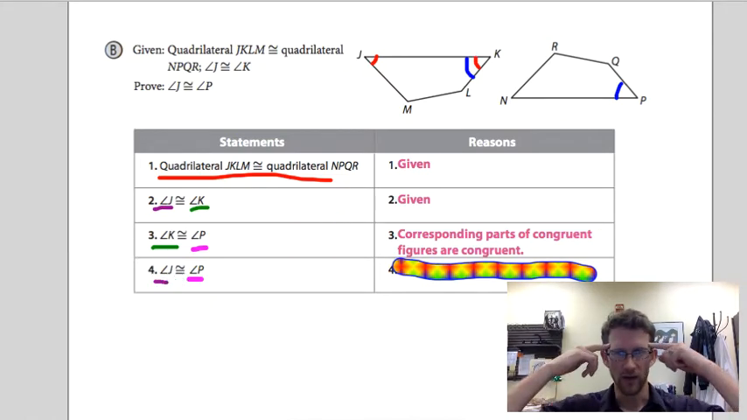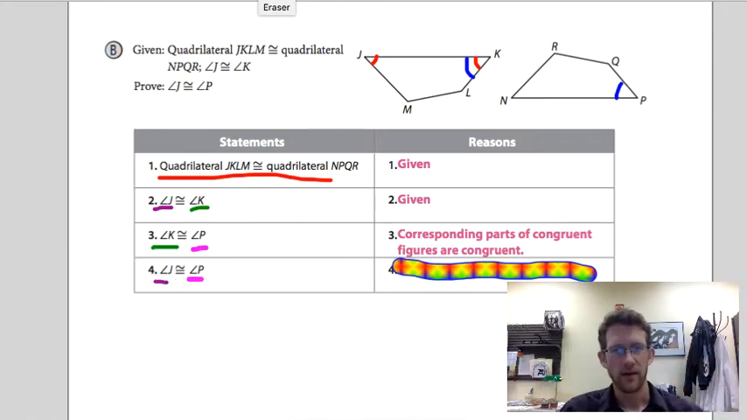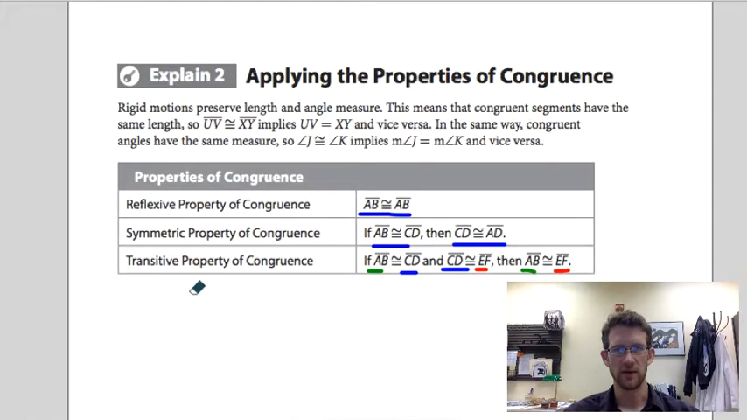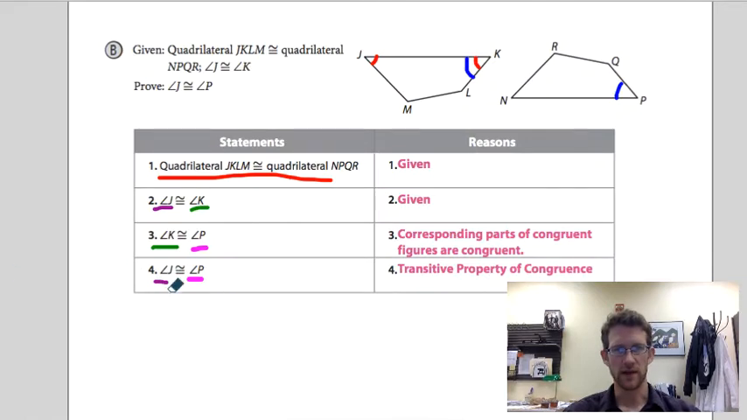Let's think back. What are our properties of congruence? Which one is this? It's transitive. Yes, the transitive property of congruence. Remember back here, our transitive property of congruence. So that allows us to say that these two things are congruent to each other. Cool, we did it. We're done. We got reasons for everything. We got all our statements.